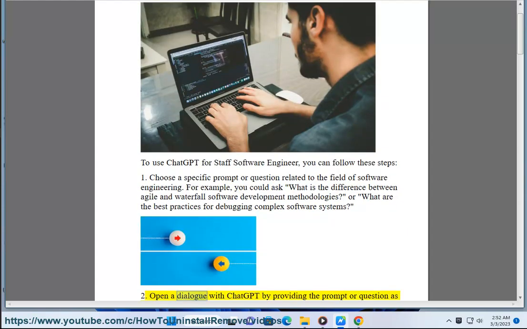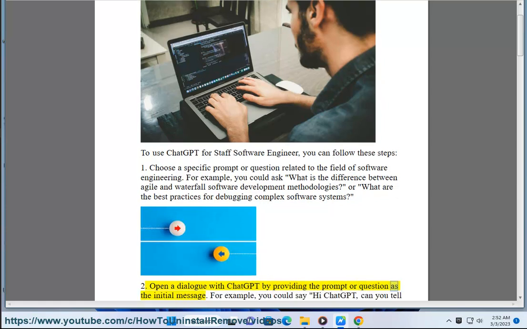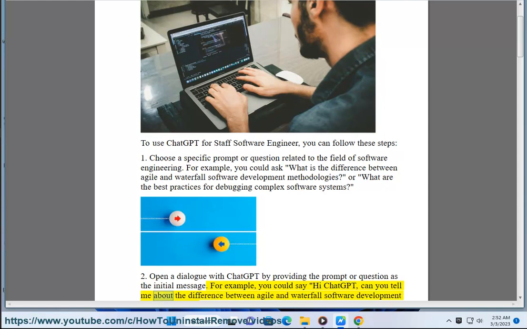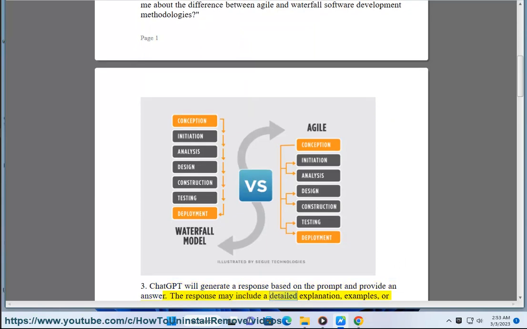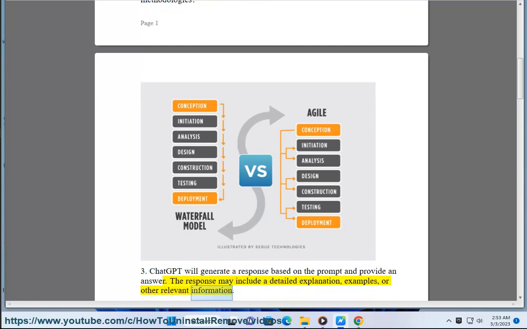2. Open a dialog with ChatGPT by providing the prompt or question as the initial message. For example, you could say, "Hi ChatGPT, can you tell me about the difference between agile and waterfall software development methodologies?" 3. ChatGPT will generate a response based on the prompt and provide an answer. The response may include a detailed explanation, examples, or other relevant information.